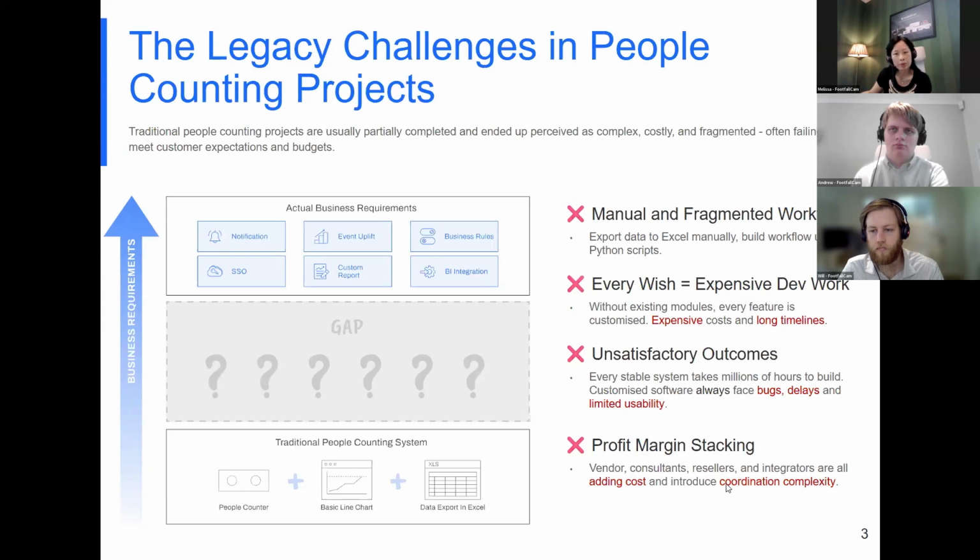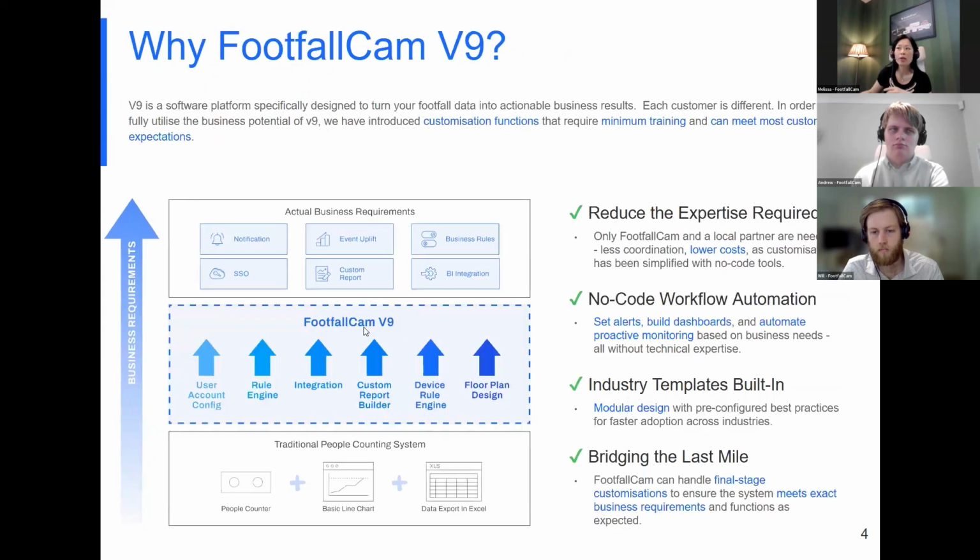Therefore, when you buy a people counting system, hardware is one cost. The complete system is not only another cost, but often is a challenge. So this is why FootfallCam V9 is a platform, a software platform designed specifically to turn your footfall data into actionable business results. Because, as we say, each customer is different.